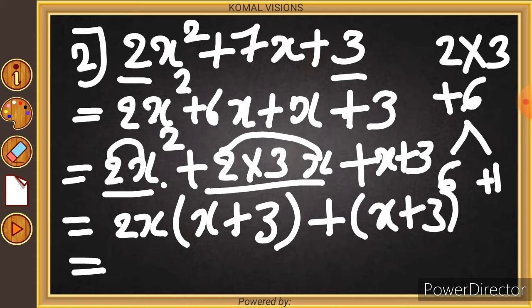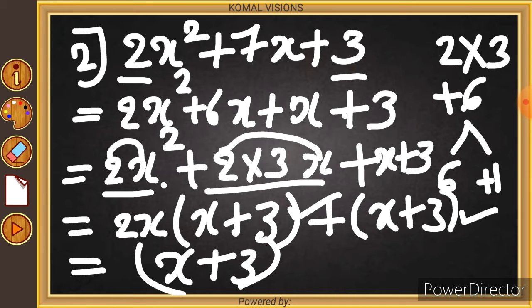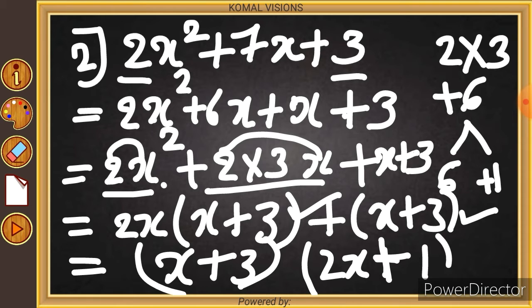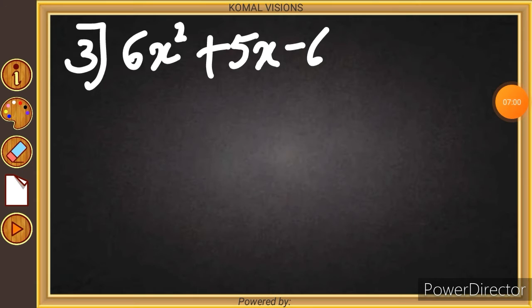Again, in this step, I have x plus 3 as a common term. I'll take it outside. I'll be left with 2x in the first term, plus here nothing, so I'll write 1 here. So the factors are x plus 3 and 2x plus 1. Now my third problem here is 6x square plus 5x minus 6.